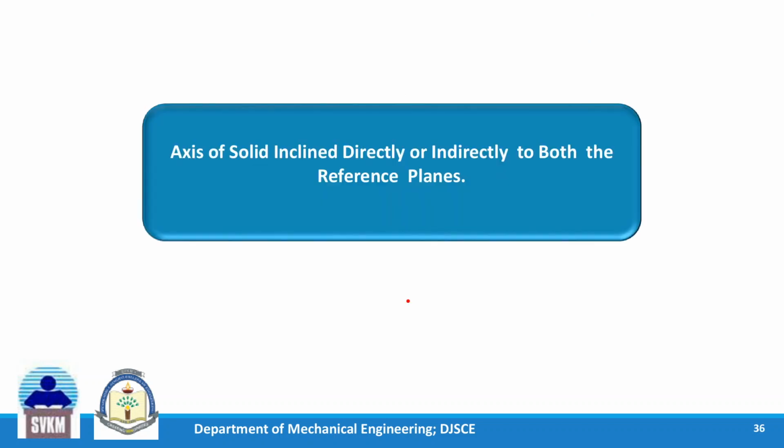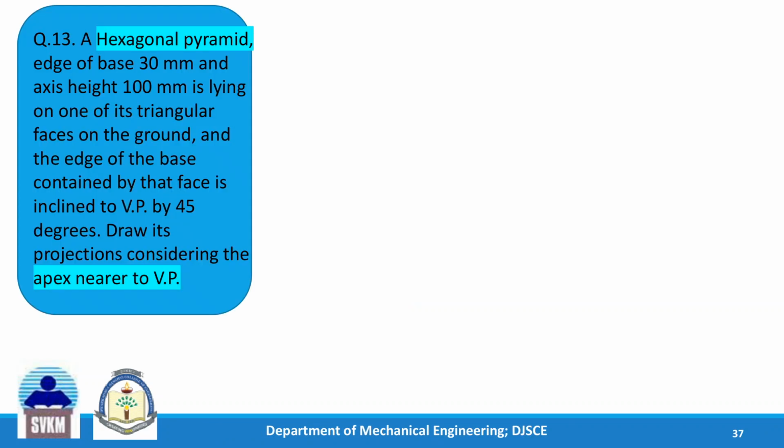This is also called the case of oblique solids. Oblique in the sense of inclined axis to both reference planes HP and VP. So it is a case of oblique solids. Let us understand the concept by solving some examples. Let us see this example.